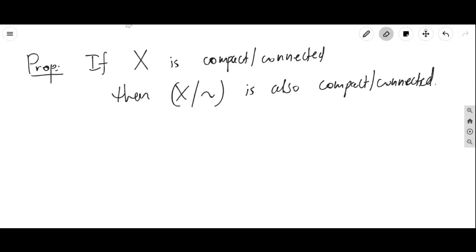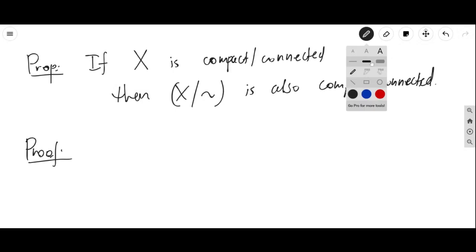And compactness means that your space is some kind of finiteness condition on your space. So when you're gluing things together, there's a lot of collapsing going on, and things get closer to each other. And as a result of that, the space should also be compact. So the proof of this is actually very easy. I'll show you the proof.